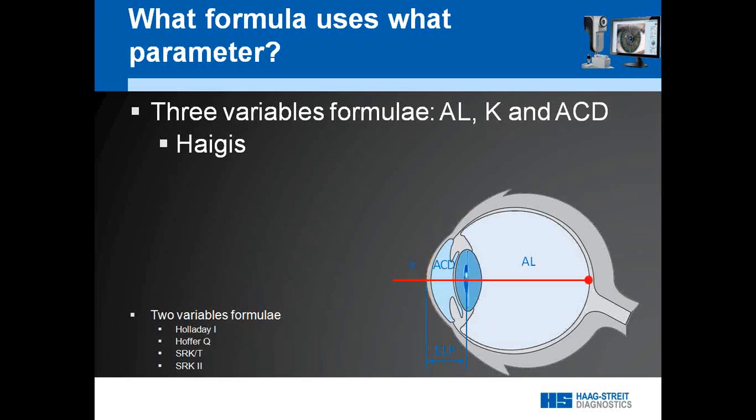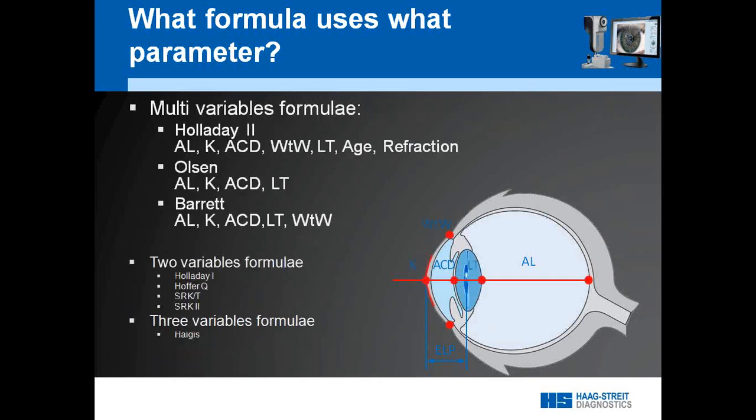And here, that's where the newest formulae like Holladay 2, Olsen, and Barrett go beyond, because they add more parameters to the calculation of the effective lens position. We have Holladay 2, which is in widespread use in the States.